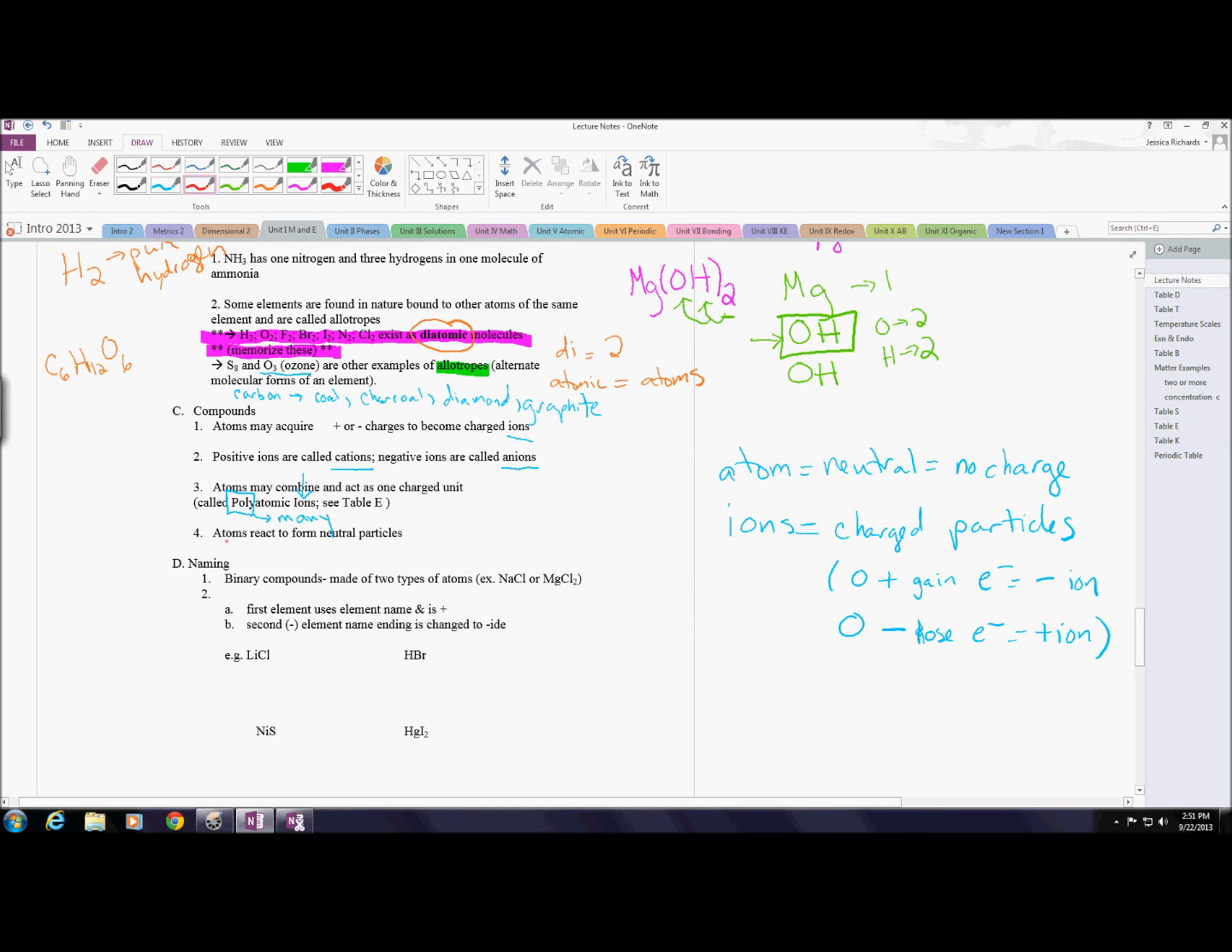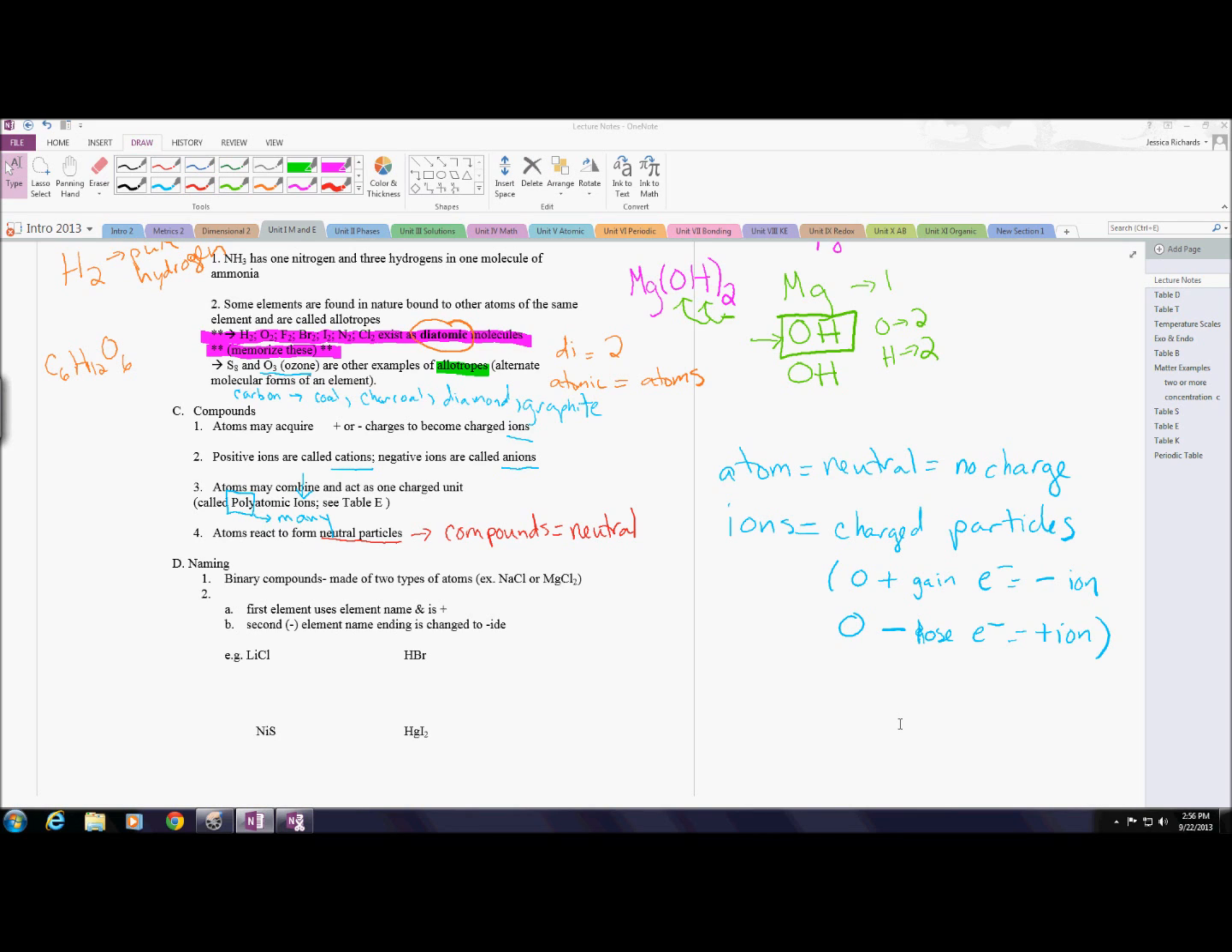We're going to put atoms and ions and polyatomic ions together to form neutral particles. The charge of your finished compound is going to be neutral. Compounds are neutral, just like atoms are neutral. If it still has a charge on it, it's not a compound, it's an ion.